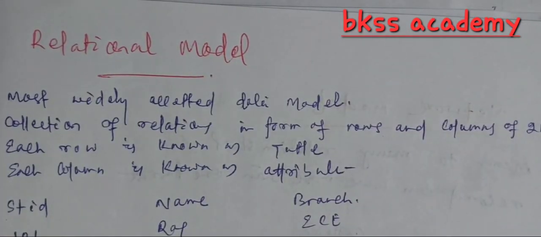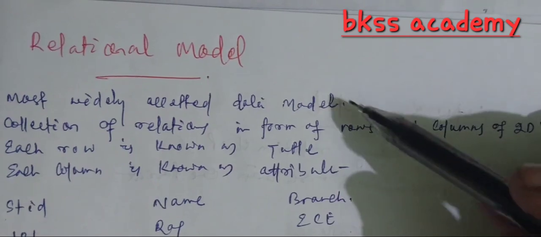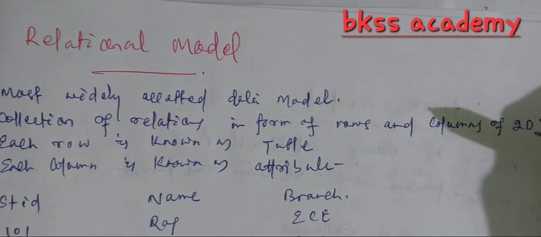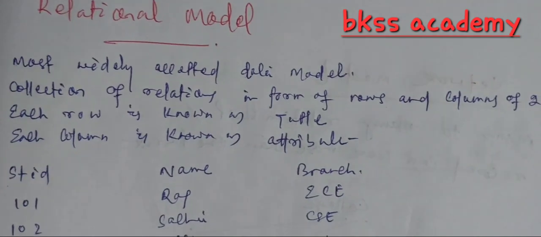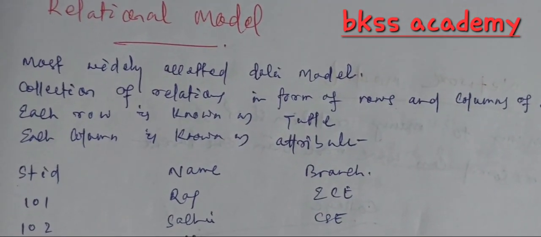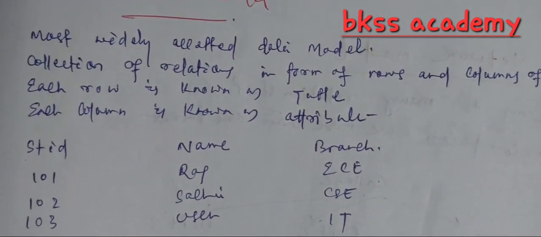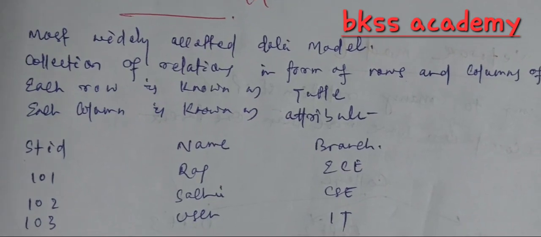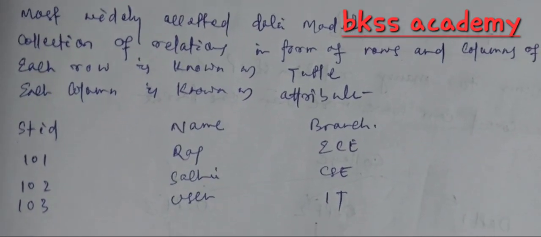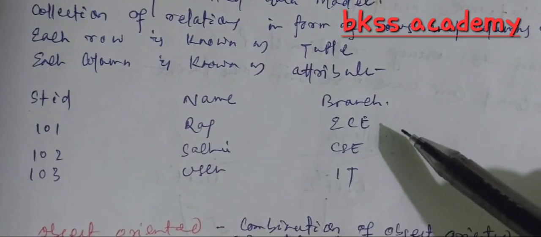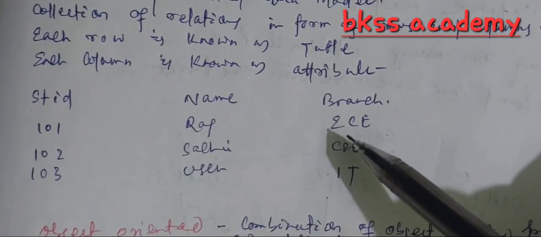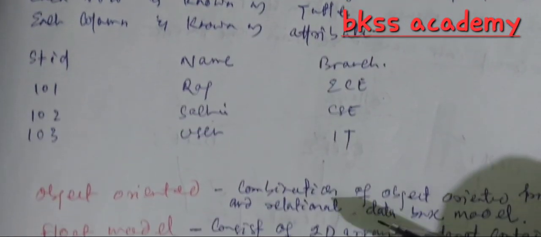Relational model is the most widely accepted data model. This is the collection of relations in the form of rows and columns in a 2D table. Each row is known as a tuple, each column is known as an attribute. This is student ID, name and branch. This is the relational model.